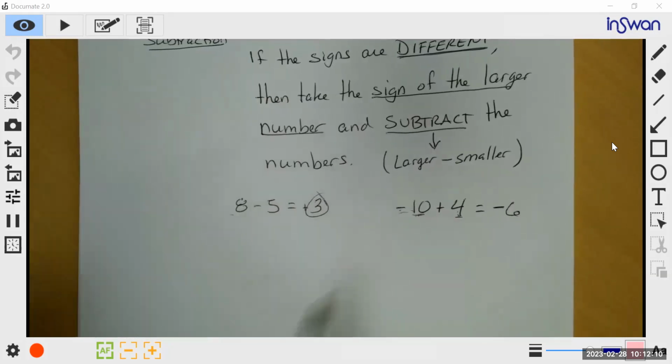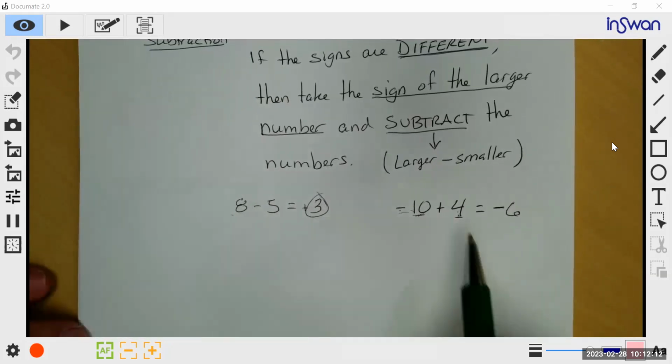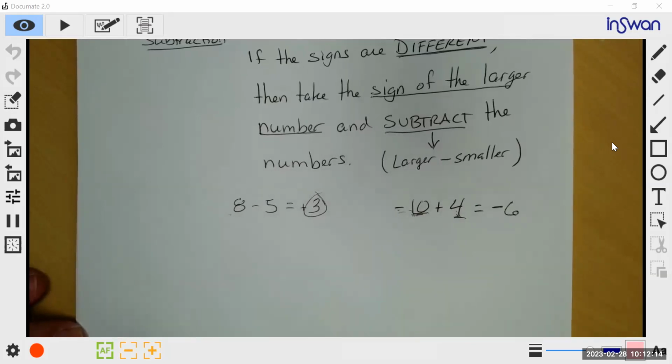So look at the absolute value of the numbers. Just give me the numbers. Tell me which is bigger. Whatever the sign of the bigger number is, that's the sign of the answer.